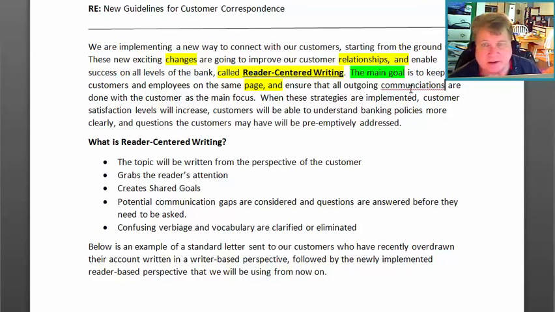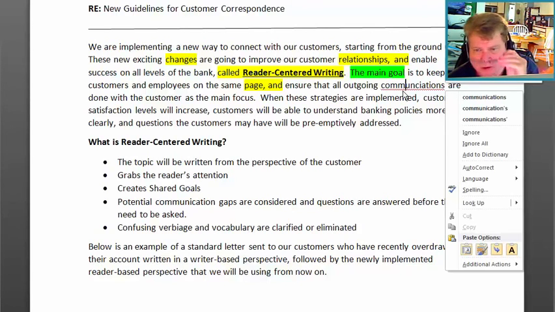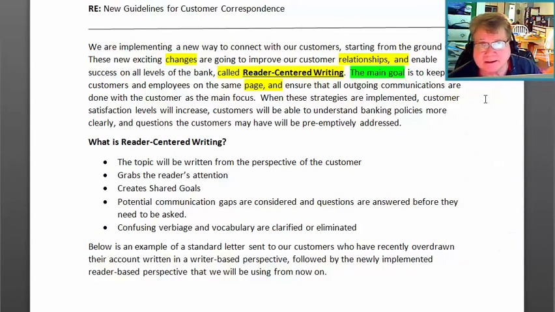Whenever, let me show you how to do this since it's being recorded on video. Whenever you have a red line under something like that, all you have to do is right click it, and Word will give you the correct spelling, and it changes it automatically. So please use your spelling and word checker. All outgoing communications are done with the customer as the main focus. When these strategies are implemented, customer satisfaction levels will increase. Customers will be able to understand banking policies more clearly, and questions the customers may have will be preemptively addressed.